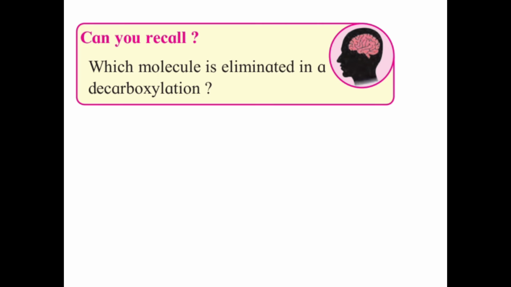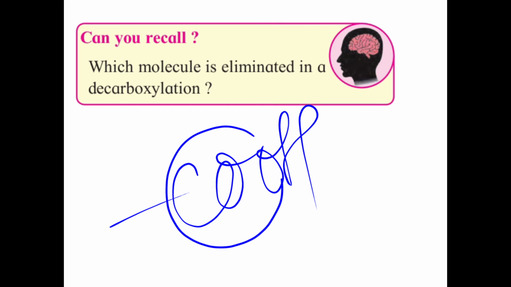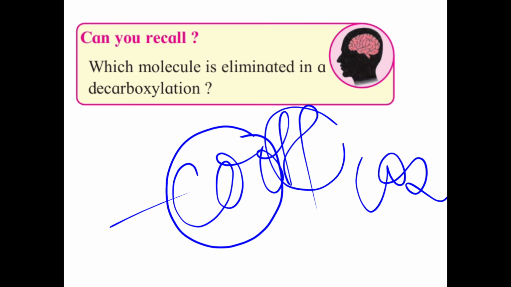Now the next one is the main last part of this lecture, only 2 slides will be there. Which molecule is eliminated in decarboxylation? In the case of acid, when you do decarboxylation, you have to remove CO2 from the acid group, and after removal of CO2 a hydrogen remains. The new compound you will get after decarboxylation has one carbon less.